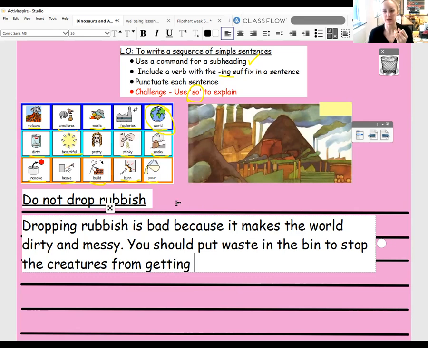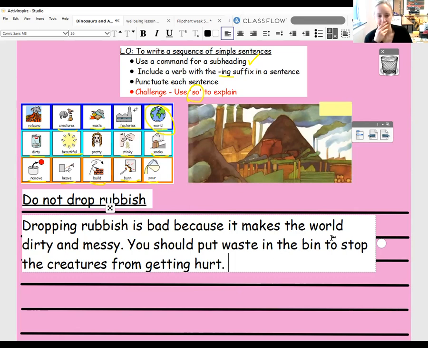You sound out hurt for me. Hurt. How do I make that sound? It is a U and an R. Well done if you said IR or ER. They sometimes can be used as well, but U and an R normally goes in the middle of a word. So you should put the waste in the bin to stop the creatures from getting hurt.